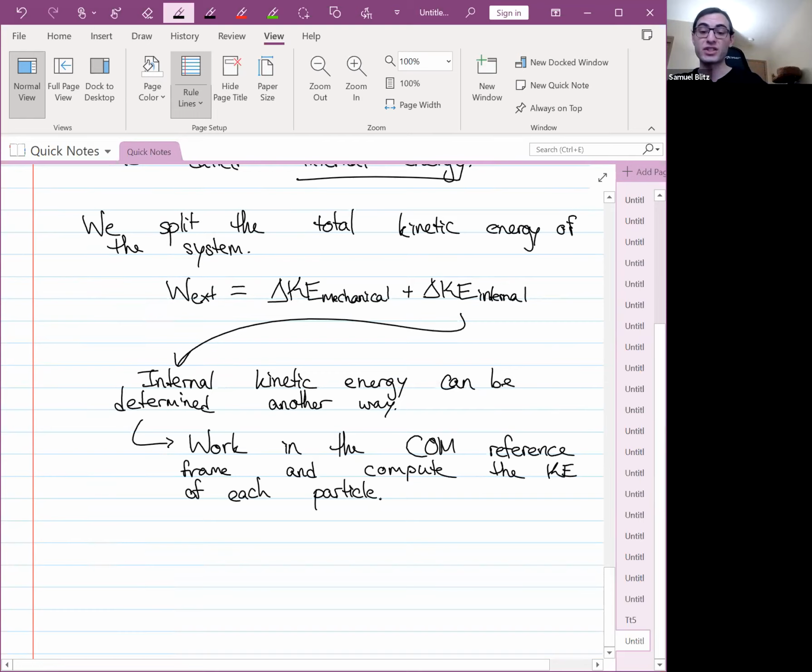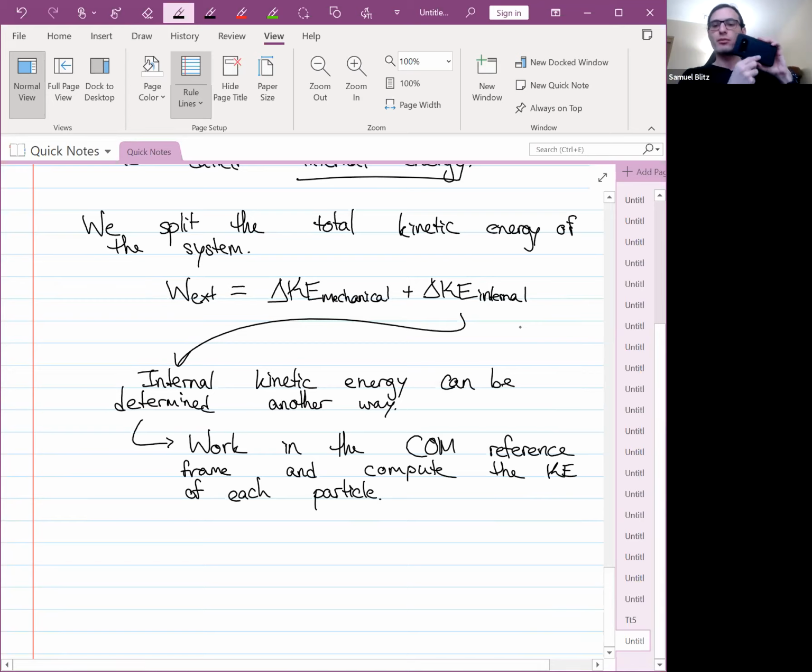Because in the center of mass frame, the mechanical energy, if I'm moving along with this phone, from my perspective the phone's not moving. And so this term, the mechanical kinetic energy, is 0. It's just not changing. So all I have to do is find the total energy, just add up the kinetic energy of each of the particles in that reference frame. And those will be the motions of those particles that don't cause overall motion.